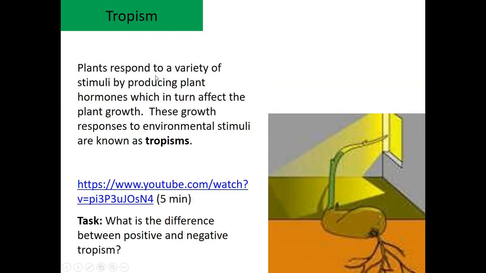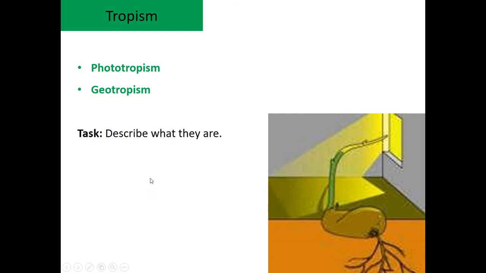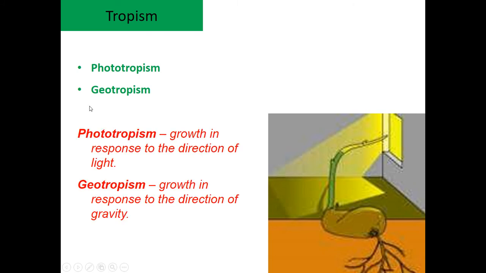So a tropism is a response to a stimulus. We're going to look at negative and positive tropisms. A positive tropism is a growth towards a stimulus, a negative tropism is a growth away from a stimulus. You also need to know about phototropisms and geotropisms. Phototropism is a response to light, and the geotropism is a response to gravity.